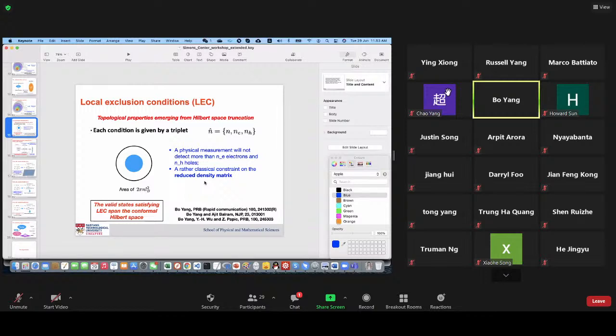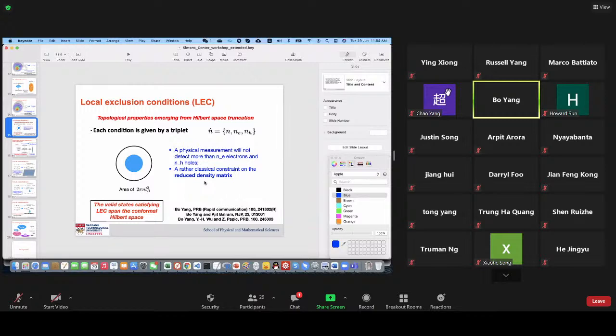Okay, so we all know, in some sense, in the fractional quantum Hall community, that the topological states have very special entanglement spectrum. Right? So in particular there are missing states in the entanglement spectrum, exactly coming from the truncation of Hilbert space. So these missing states are basically telling you that certain things you can't really measure, right?